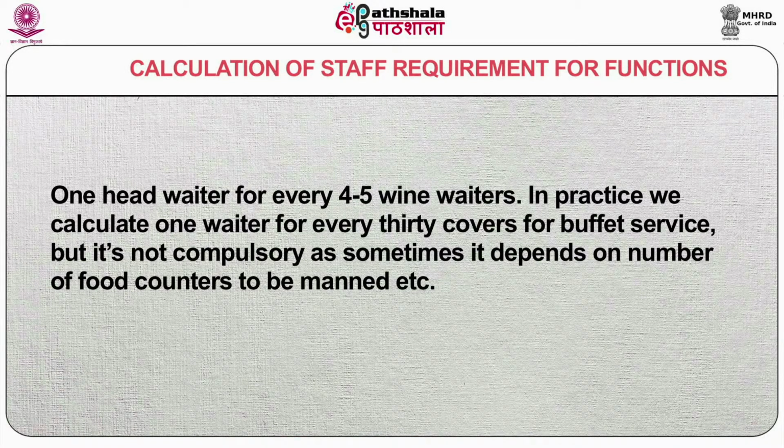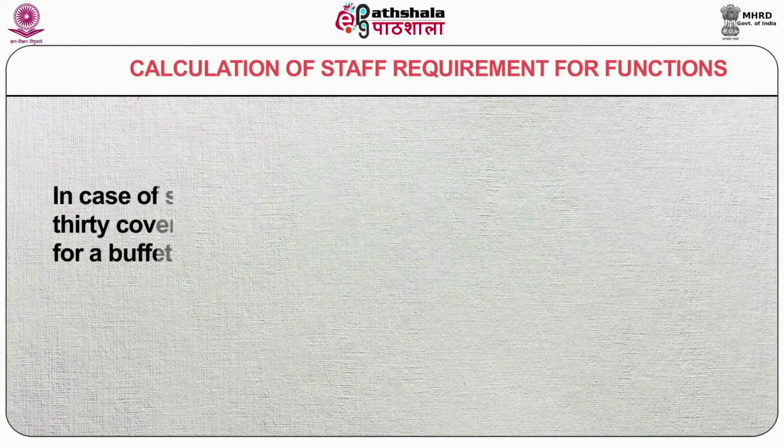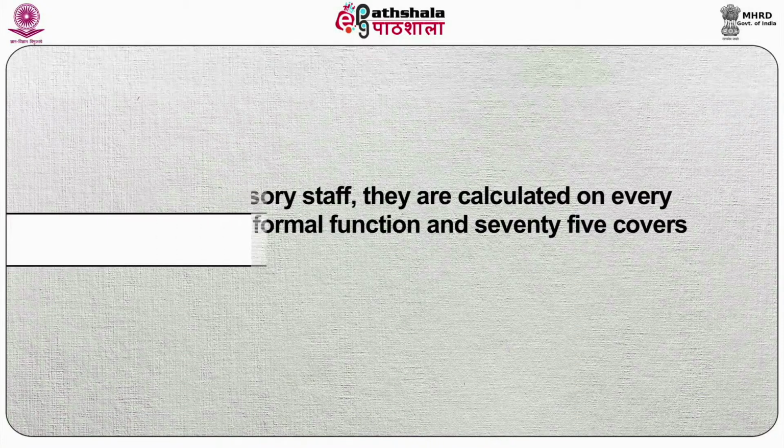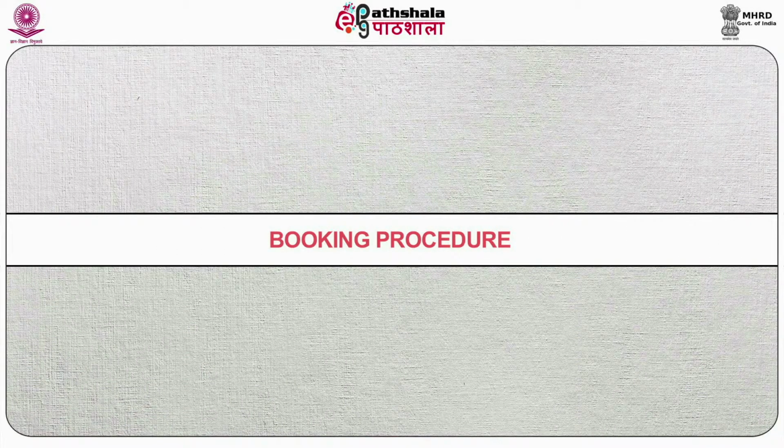In practice, we calculate one waiter for every 30 covers for buffet service, but it is not compulsory as sometimes it depends on the number of food counters to be manned, etc. In case of supervisory staff, they are calculated on every 30 covers for a formal function and 75 covers for a buffet. Now, I will discuss the booking procedure.